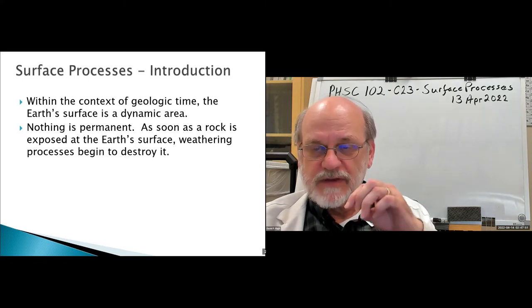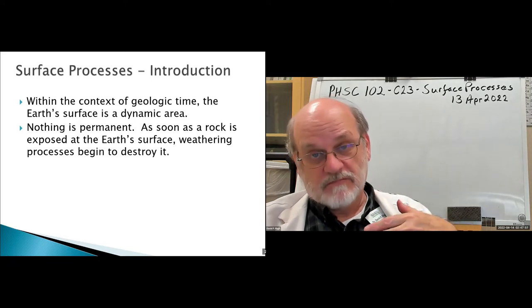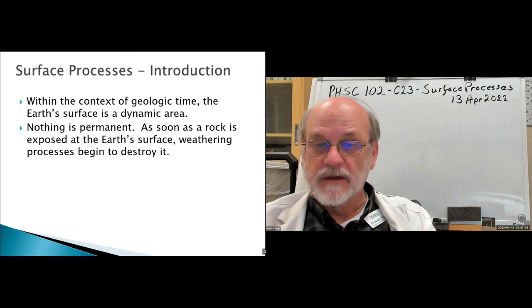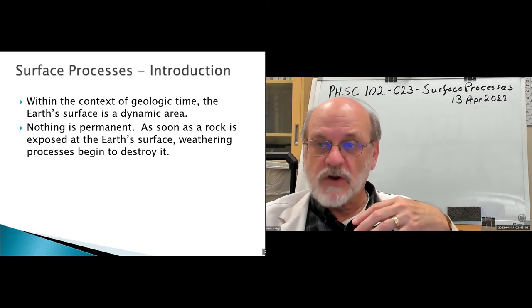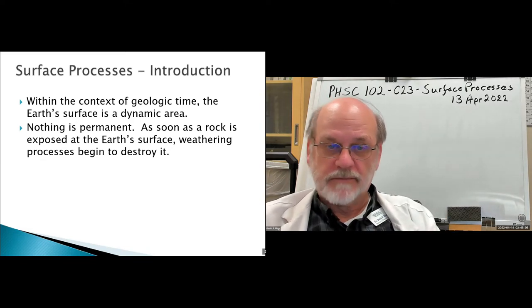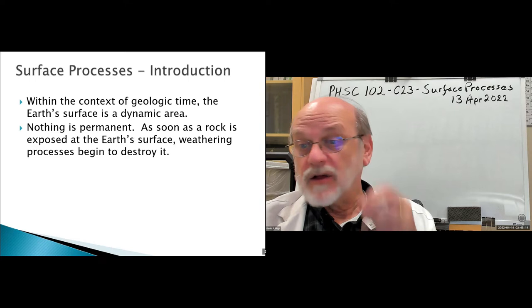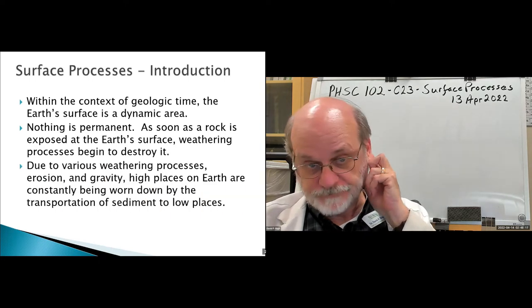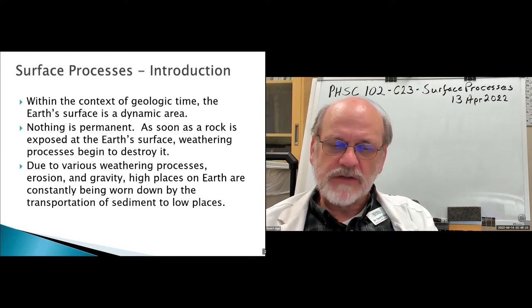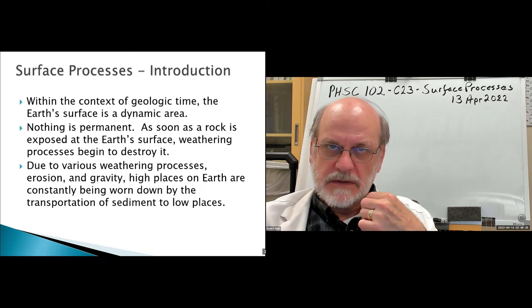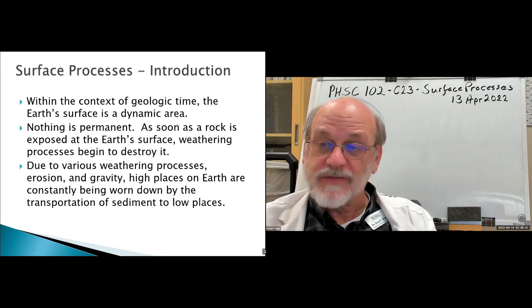As soon as any materials are exposed on the surface of the Earth, and in some cases underneath the surface, they can receive some other types of exposure. They start to degrade. We call that weathering. These processes begin to destroy what we see and turn it into something else. These weathering processes are primarily due to various types of erosion and gravity.